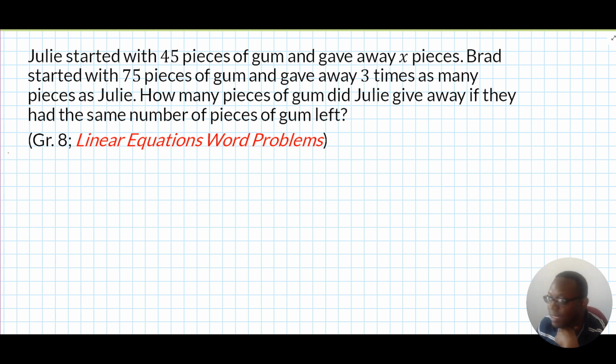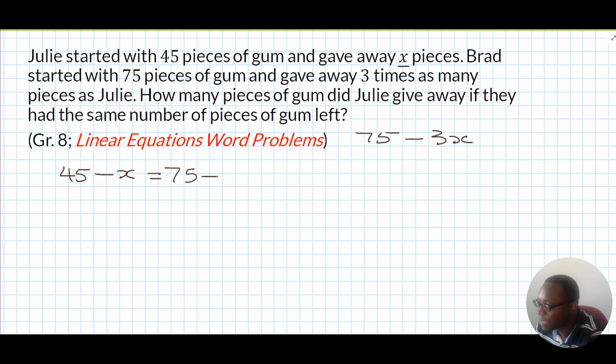Okay, so let's see. It looks like we can go ahead and walk through this together. So Julie started with 45 pieces of gum and gave away x pieces. So that tells you that we have some subtraction here. So she gave away 3x. How many pieces of gum did 75 minus 3x? So now we're asking for how many pieces Julie gave away. You notice that that is x.